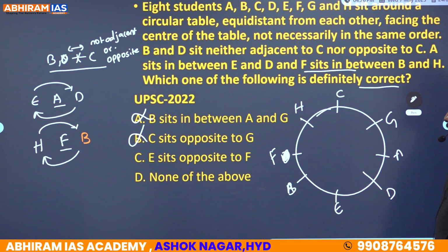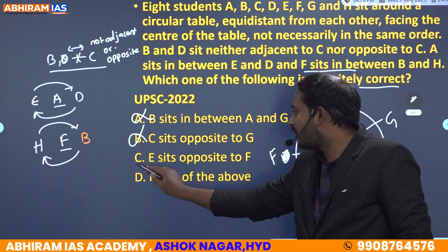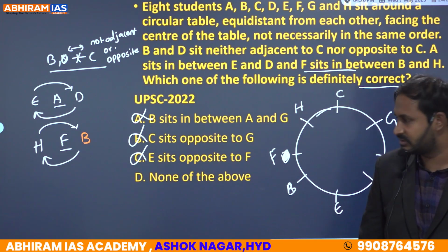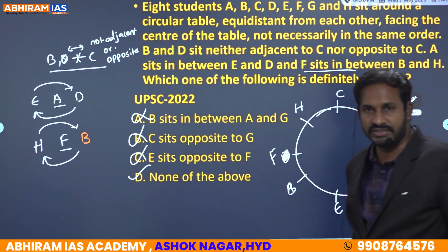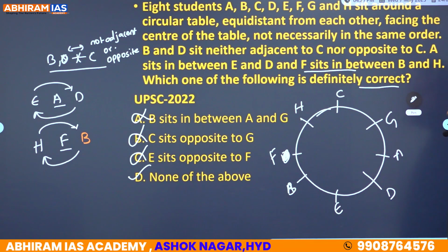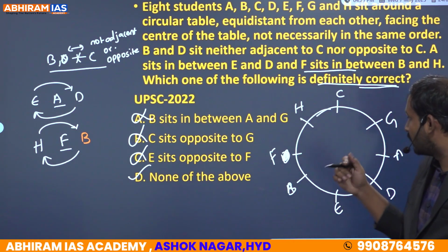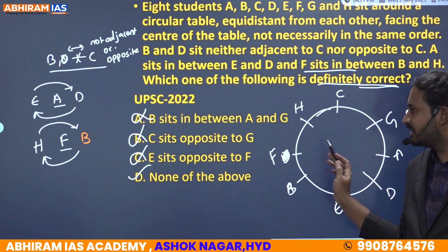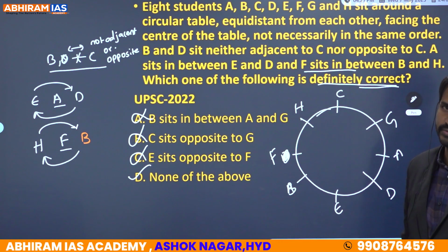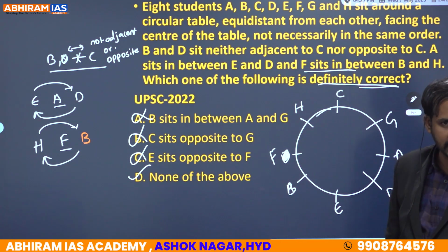Next, E sits opposite to F. Is E sitting opposite to F here? No, E is sitting somewhere else. So all the 3 are not definitely correct, and our answer will become none of these. See students, for definitely correct, to make it false, make at least one arrangement that is wrong. Luckily with only one arrangement, we were able to cancel the 3 options.